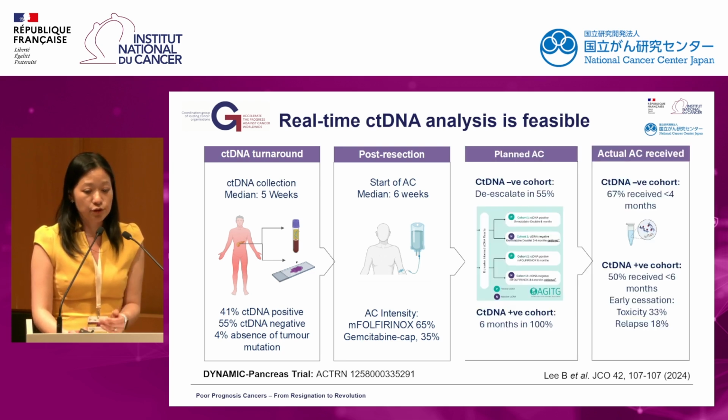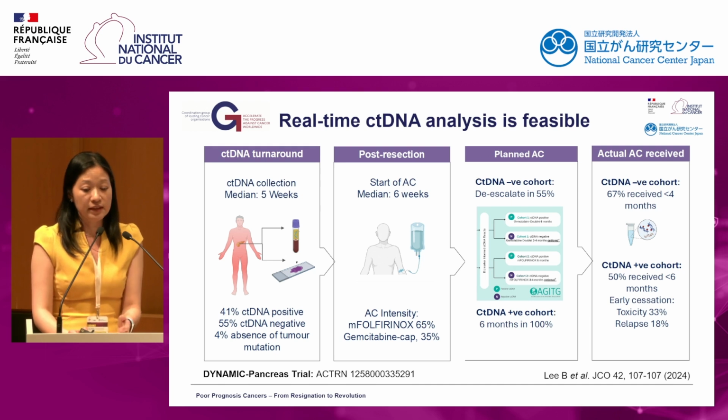So at the initial planning stage, 55% of the clinicians said that if their patient came back with a ctDNA negative result, they would de-escalate. And if they're ctDNA positive, they would give them the full 6 months of chemotherapy. But what we actually found at the end of the study was that, in fact, within the ctDNA negative cohort, 67% of patients received less than 4 months. And the reason for this is often patient preference to stop the chemotherapy early and sometimes due to toxicity.